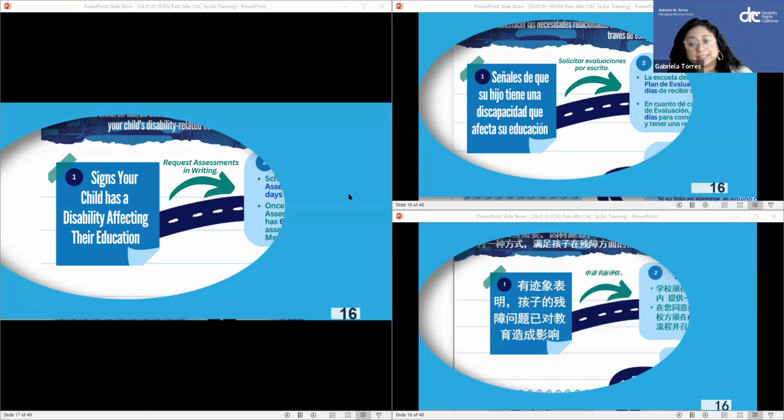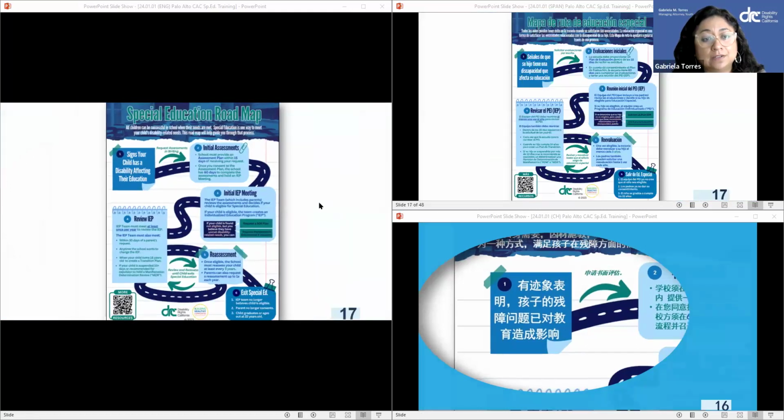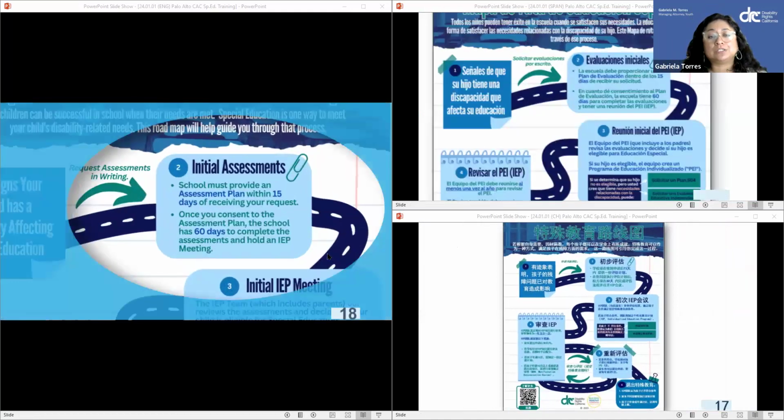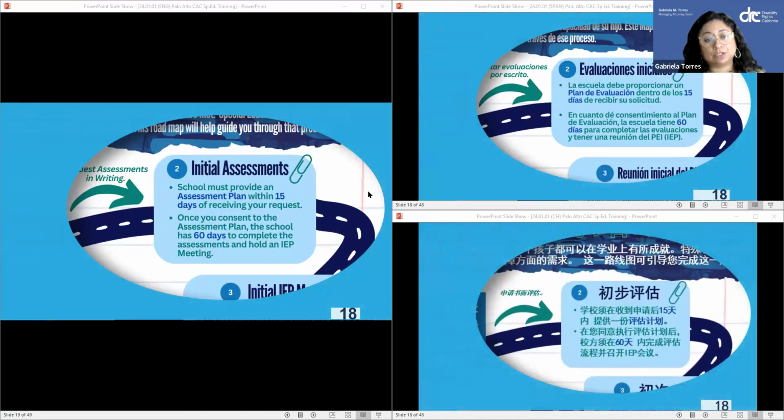And then if you could go to the next slide. Once a school district receives a request for special education assessments, the school district must present you with a written assessment plan within 15 days of your request. This 15-day period is tolled for breaks in excess of 5 business days, like a vacation of five days. So if you give a written request during spring break, those days are tolled, those don't count.